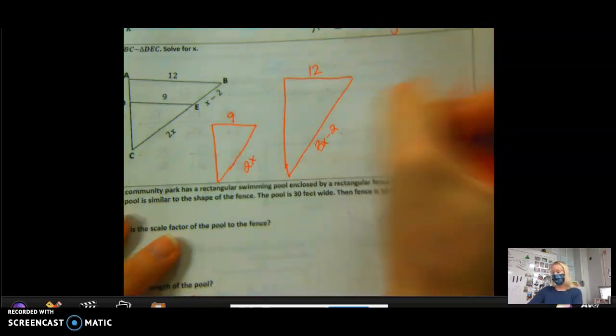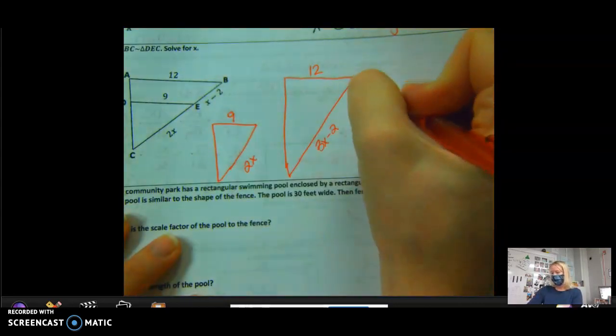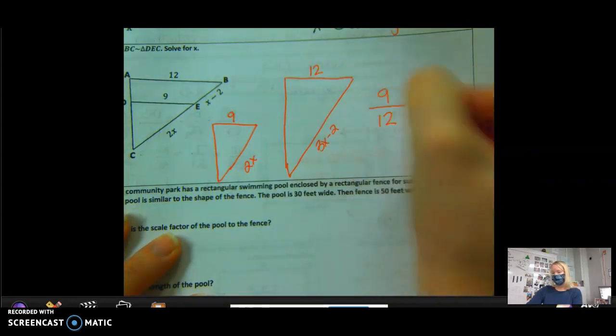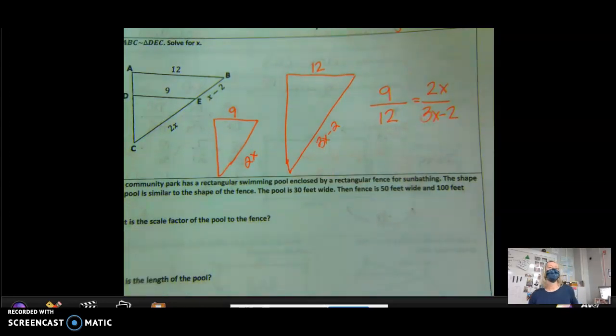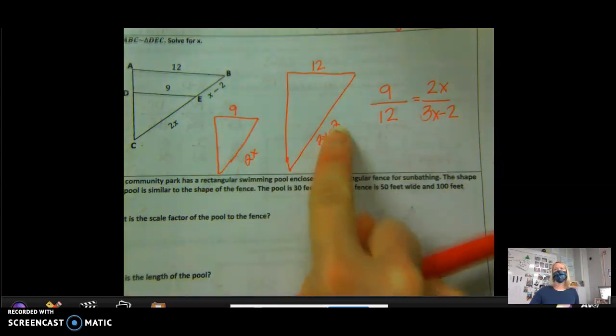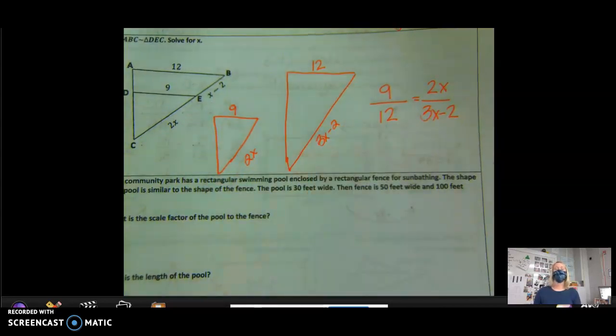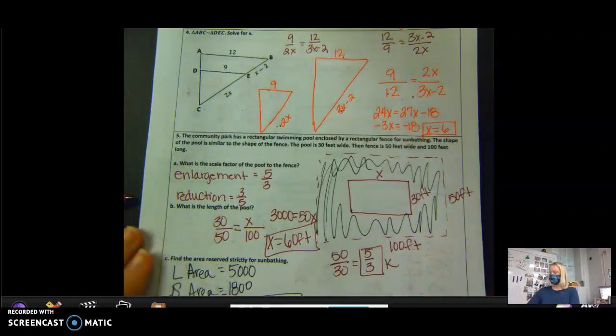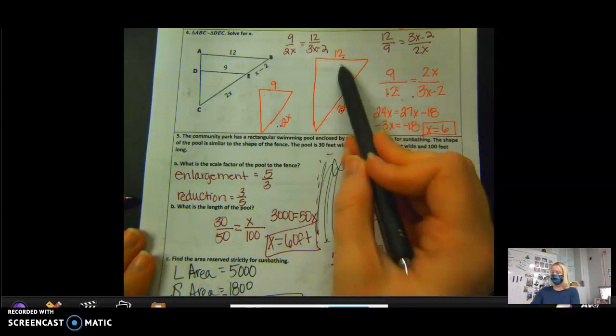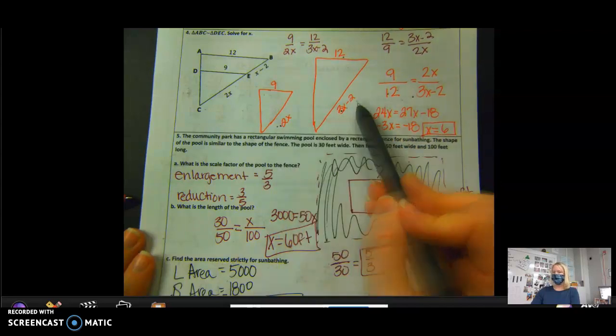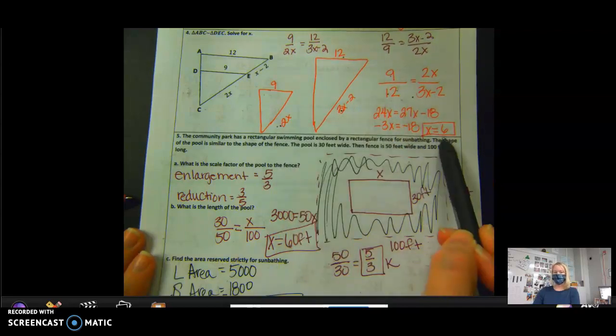Now I can set up my proportion. 9 over 12 equals 2x over 3x minus 2. Does that proportion make sense? This side over this side equals this side over this side. Go ahead and cross multiply and solve for x. Okay, to solve this one, we did the 9 over the 12 equals 2x over 3x minus 2. Cross multiply, divide, and you get x equals 6.